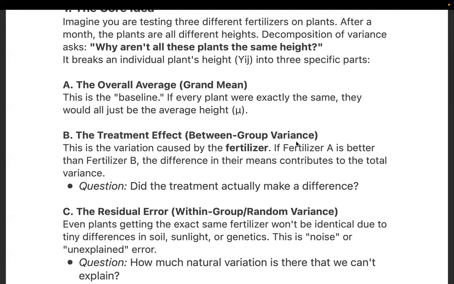It's the fertilizer, and this might have been caused by the fertilizer. The difference in their means. So the question is, did the treatment actually make a difference? If it did, then of course there is bound to be a difference in height, which is due to this fertilizer.